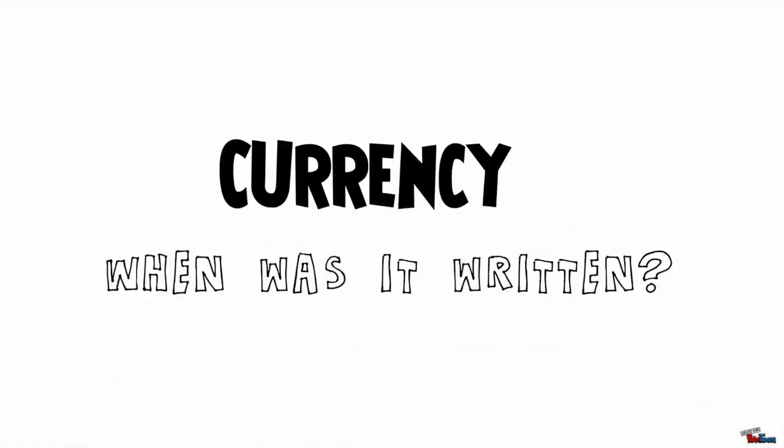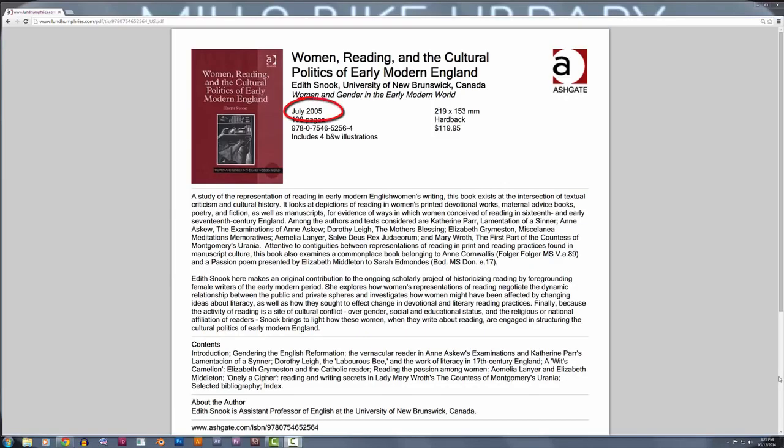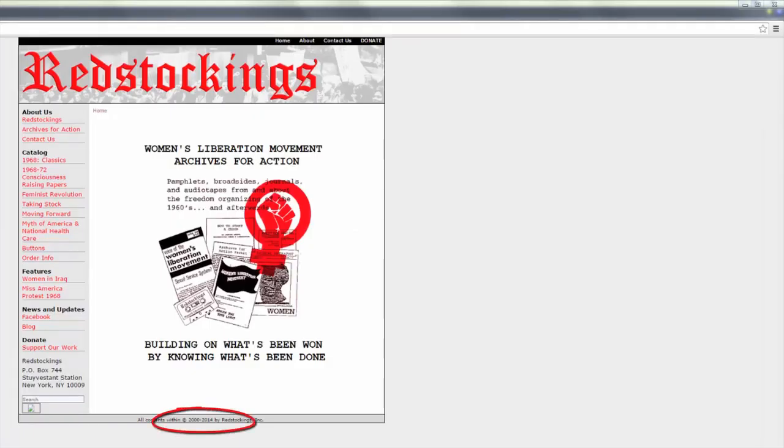Currency refers to the date when a source was created, either when an article or book was published or when a website was last updated. The date of publication or creation may or may not matter for everything you're researching, but it is important to know if you need something current.